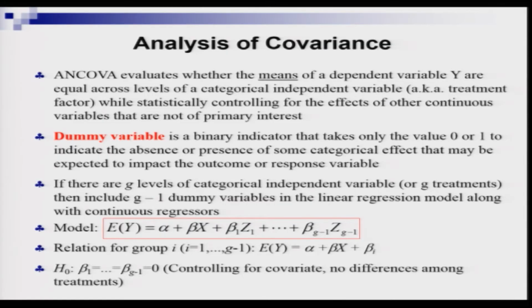So, once we write our model and we see the relationship for different groups, now we have to figure out whether there are some differences among these groups or treatments or not. So, how to statistically test that? Here we can write a joint null hypothesis and we can statistically test whether jointly beta 1, beta 2 and all other group specific coefficients up to beta g minus 1 are equal to 0 or not.